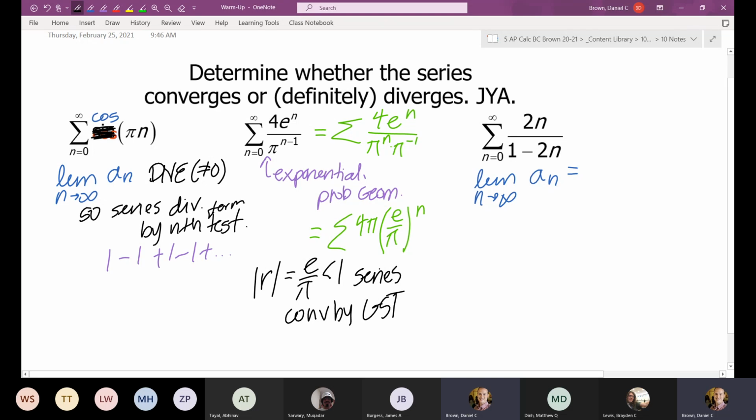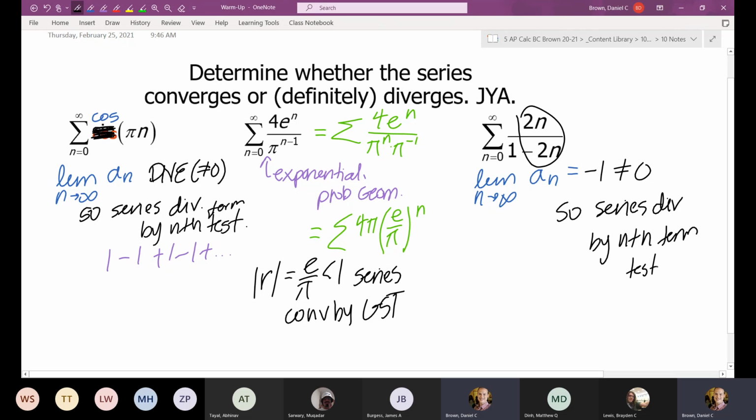And then this last one, trying the nth term test, you would want to find the limit of the terms. What is the limit of the terms for that last one? -1. So again, you're thinking about what matters most. You get -1. Why is that important? That is not 0. So the series diverges by the nth term test. So those are the ones we have so far.